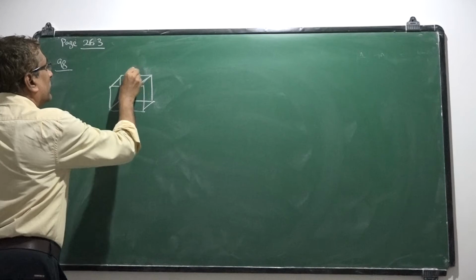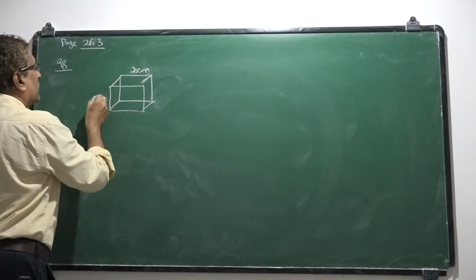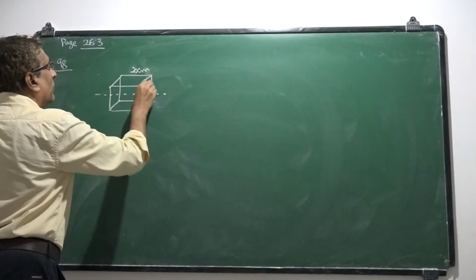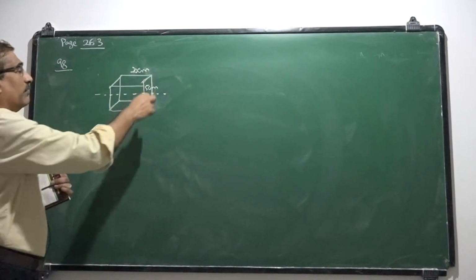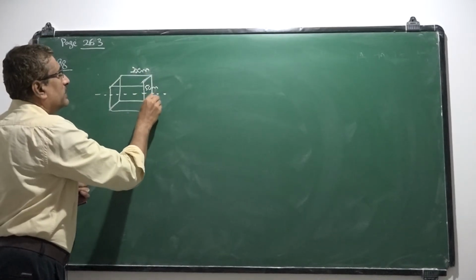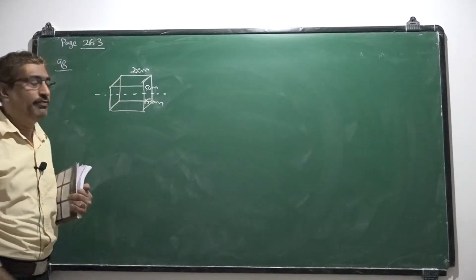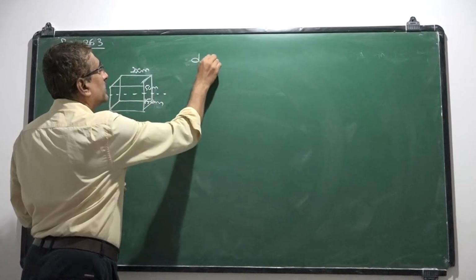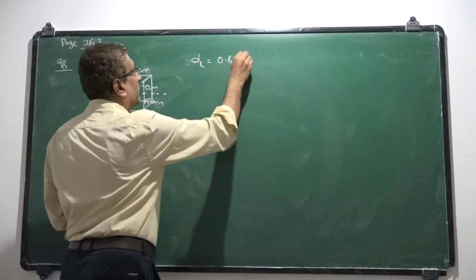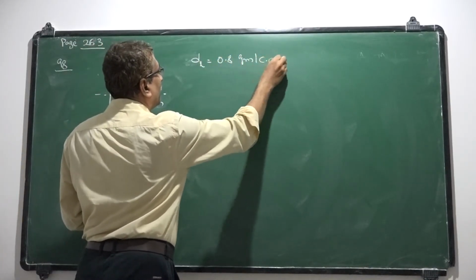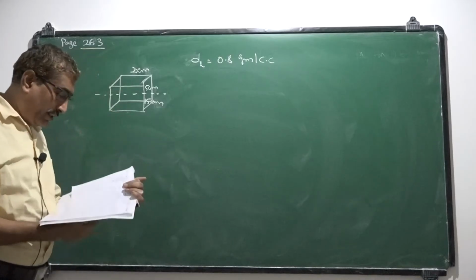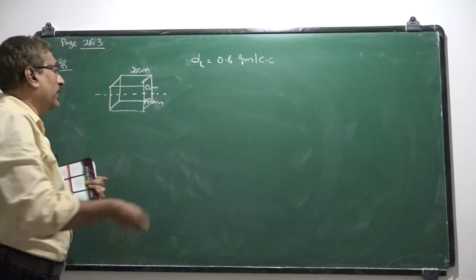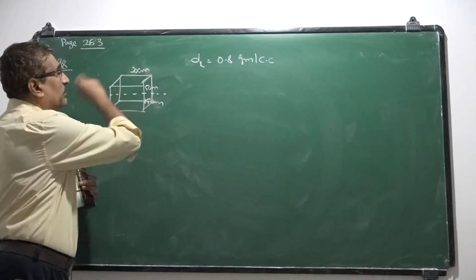which is of 20 centimeter side. So when it is like this, only 5 centimeter is outside the liquid, so 15 centimeter is inside the liquid. This is given. And the density of the liquid is given as 0.8 gram per cc. This is given. You have to find the mass of this particular cube.